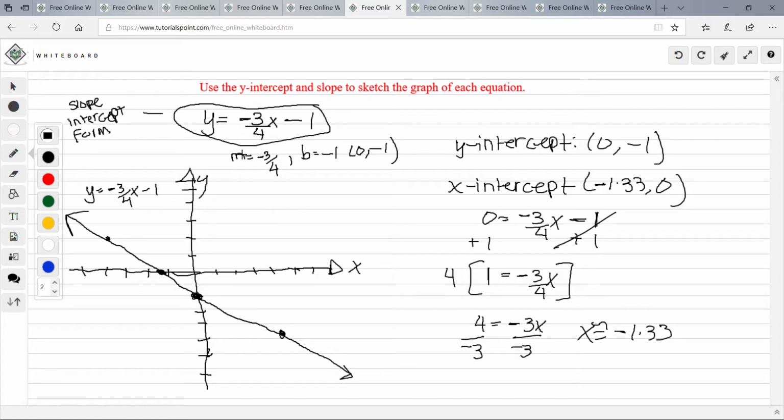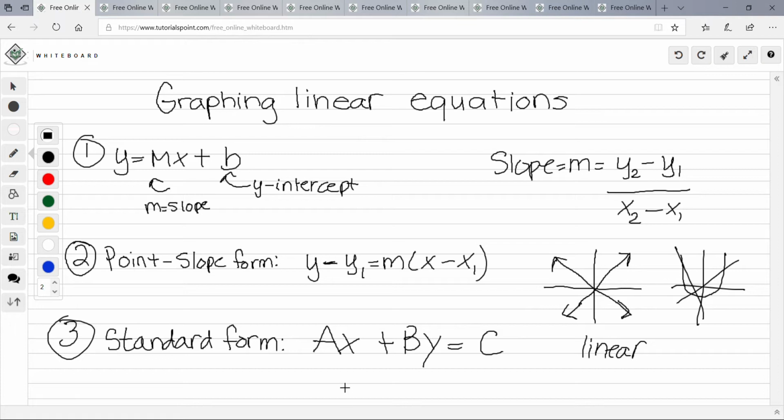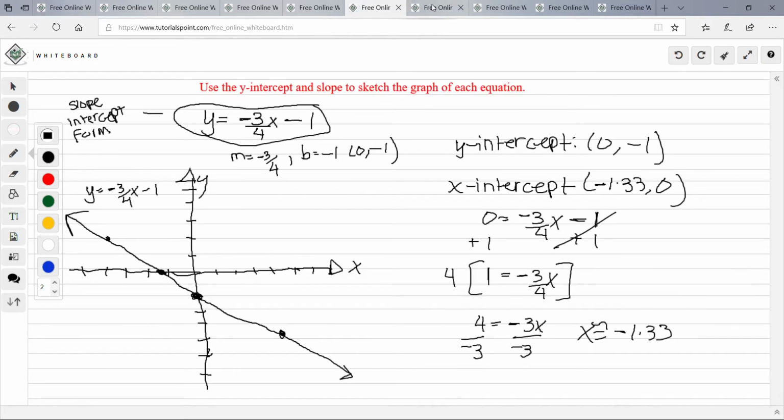So yeah, let's do this one. It says find the equation of the line through the given pair of points in standard form using only integers. So now they're asking, we've got to put this in standard form. So standard form is this form, right? We have to have it in ax plus by equals c. But not to worry, this isn't hard.